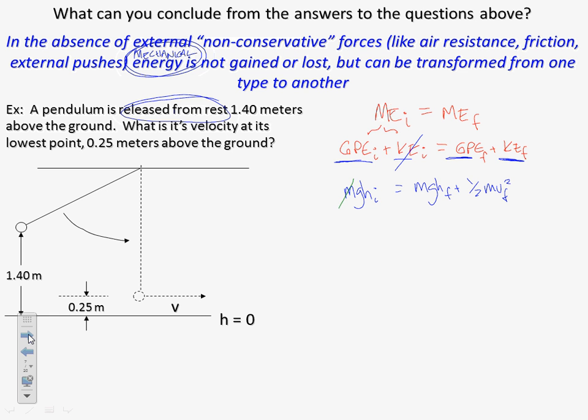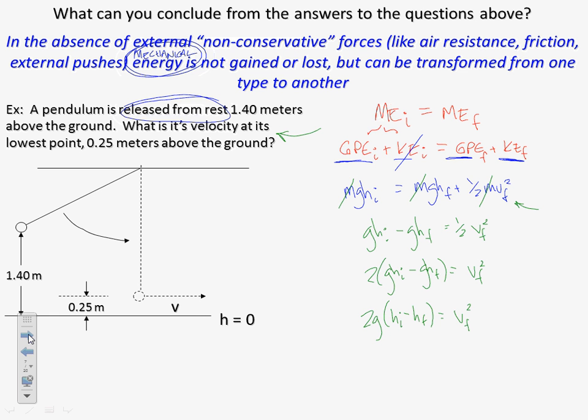And the masses go away. And we want the velocity at the lowest point. That's this final velocity. So gh initial minus gh final is 1/2 v final squared, or that's 2gh initial minus gh final equals vf squared, or that's 2g(h initial minus h final) equals vf squared. Or, well, that's 2g delta y, right?